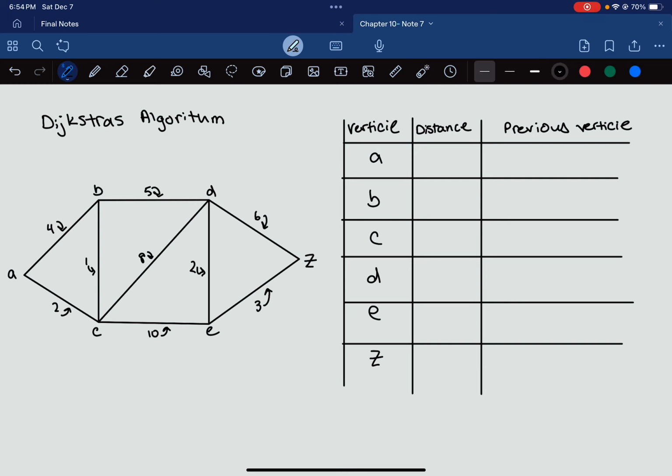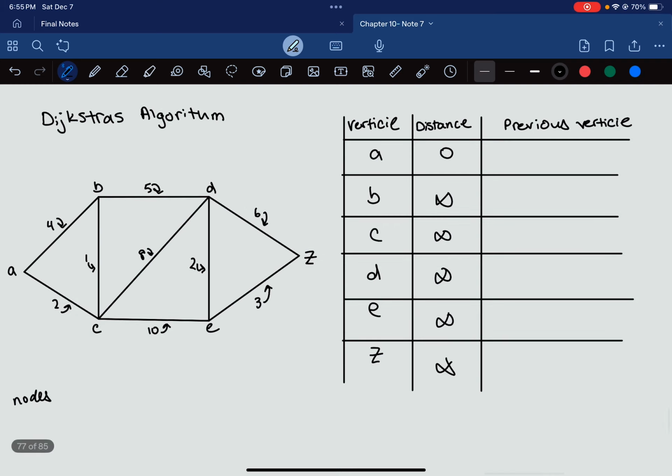So step number 1 is we're going to label our start 0, and then we're going to pretend like everything has an infinity. Everything basically has a shortest distance, and it's not 4 anymore, it's infinity. So that's what we're going to write: infinity for everything.